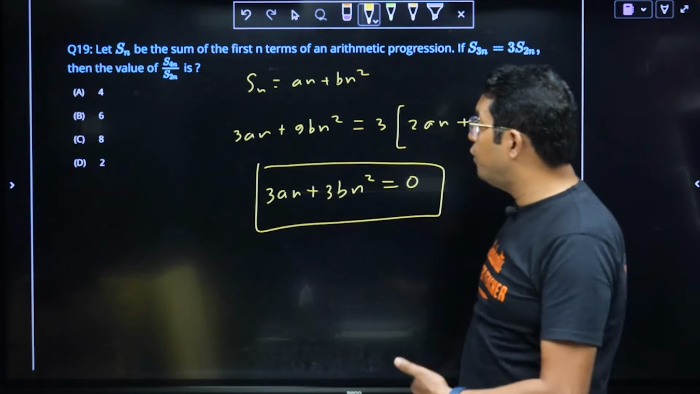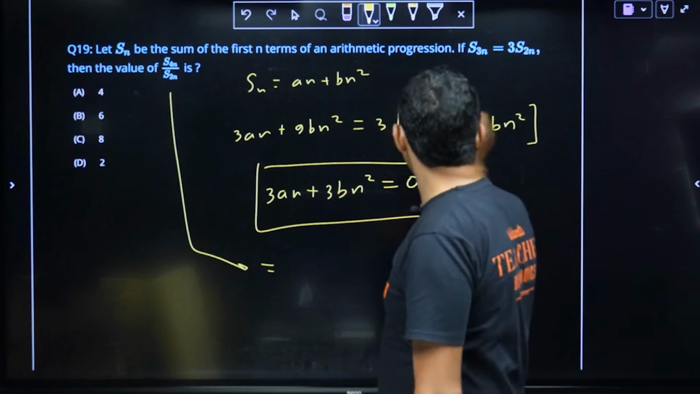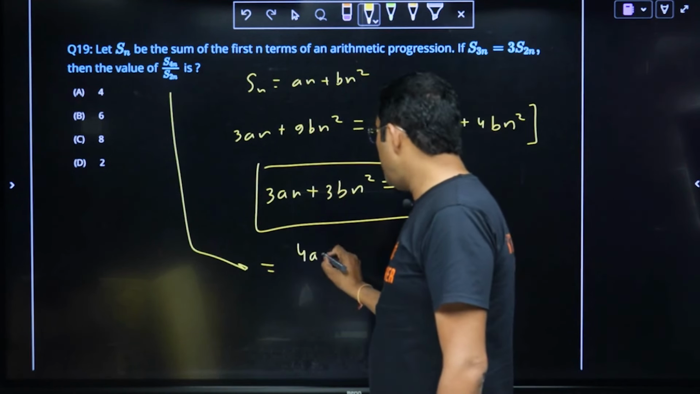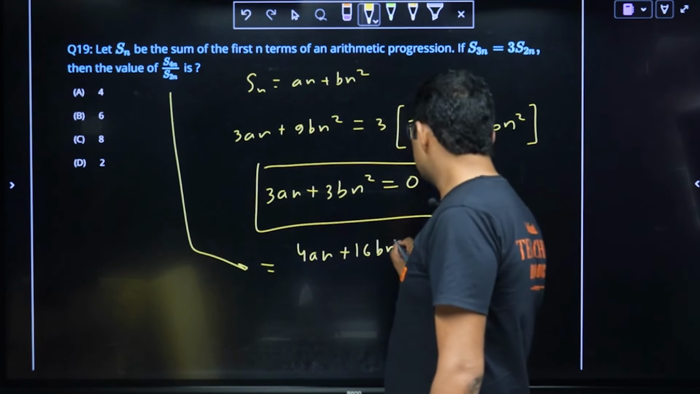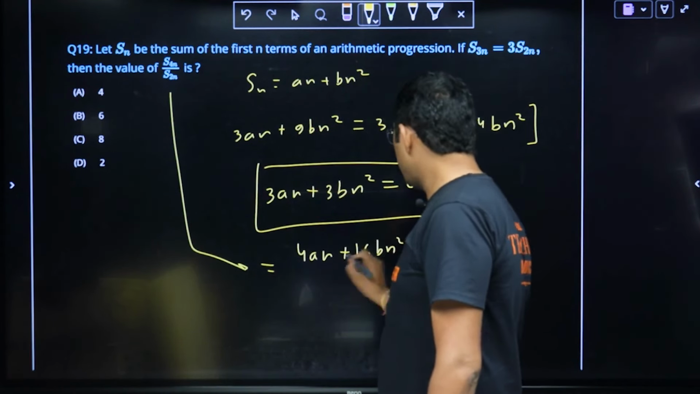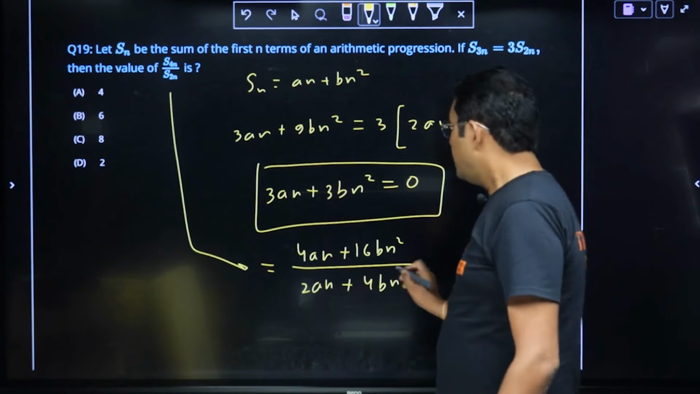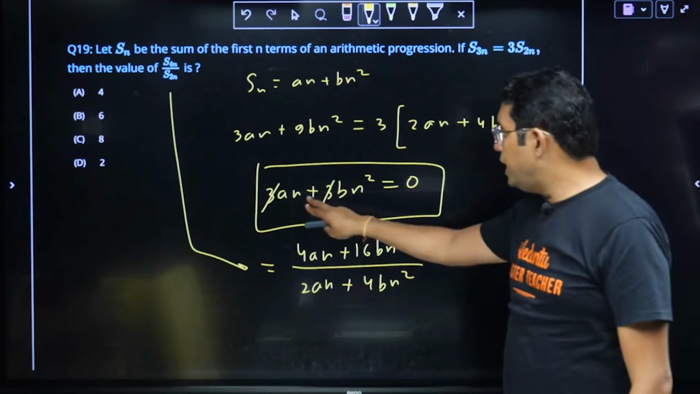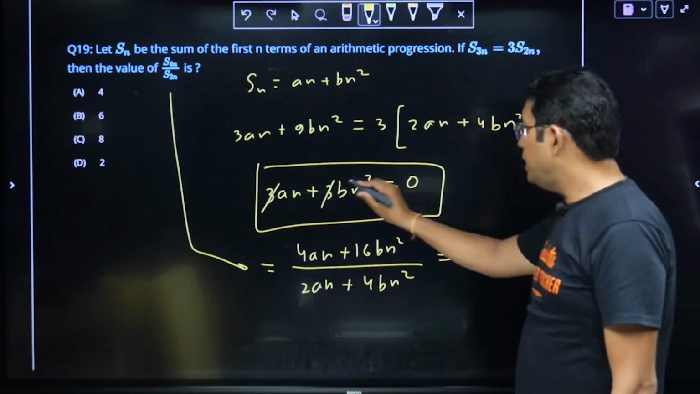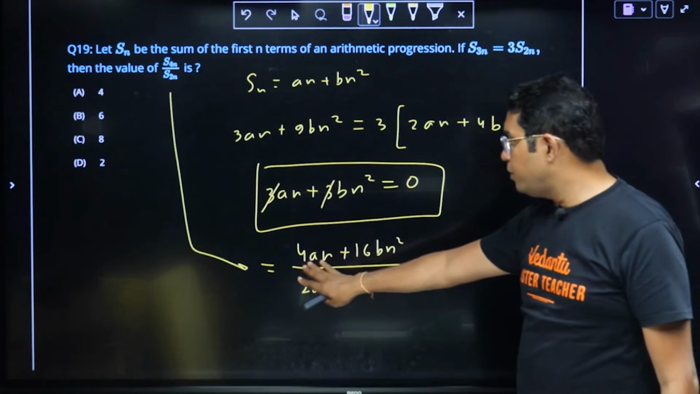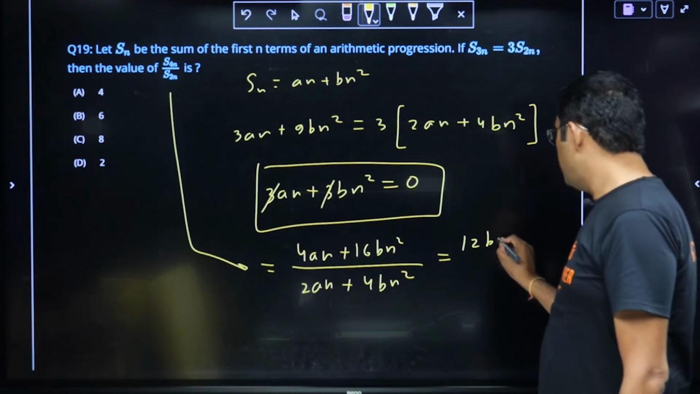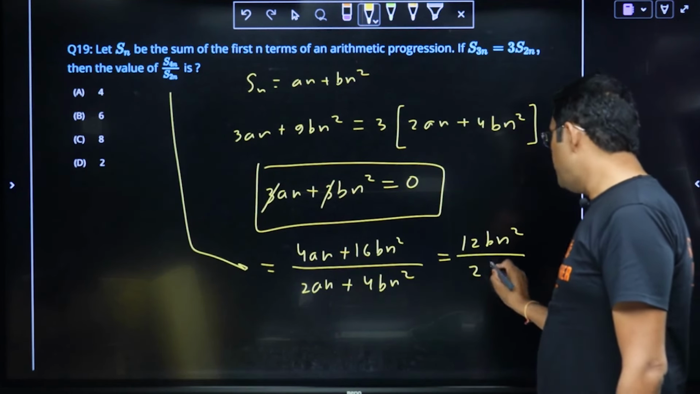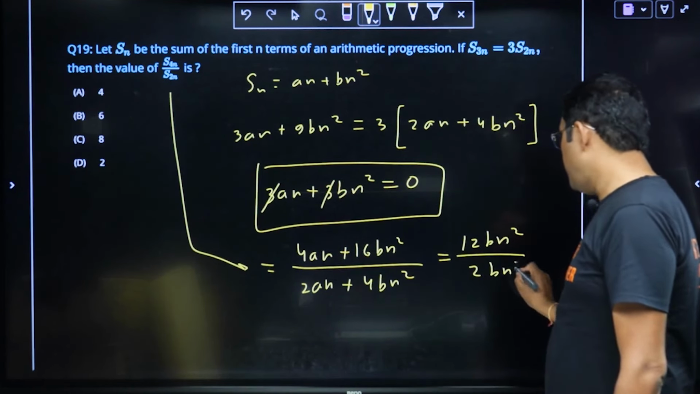Now they are asking S4n by S2n. I think we can use this result once again. So it will be 4an plus 16bn square upon, for S2n, it will be 2an plus 4bn square. Now here I think you can cancel 3 with 3 also. An plus bn square is equal to 0. So an is actually minus bn square. So if I put it here, so minus 4bn square, so it will be 12bn square here upon 2bn square here. This gives you 6 as the answer of this question number 19.